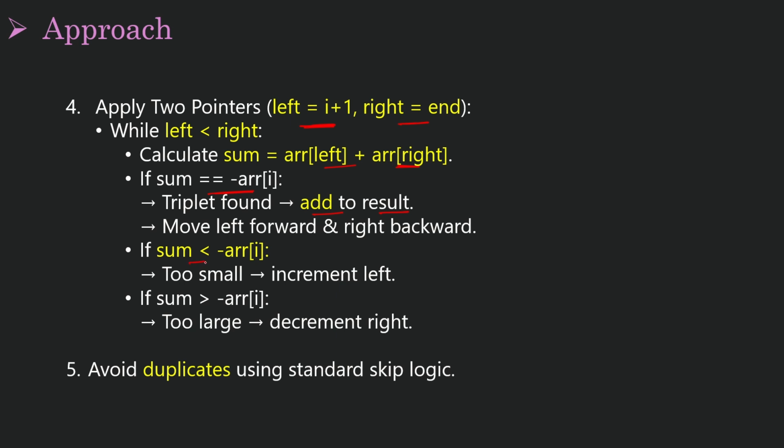If the sum is less than minus array[i], the sum is too small, so we increment left to increase the sum. If the sum is greater than minus array[i], the sum is too large, so we decrement right to decrease the sum. To avoid duplicates, if we find a triplet, we skip over any duplicate values at left and right. Also, if array[i] equals array[i minus 1], we skip the current i to avoid duplicate triplets. Finally, we return the list of all triplets found.